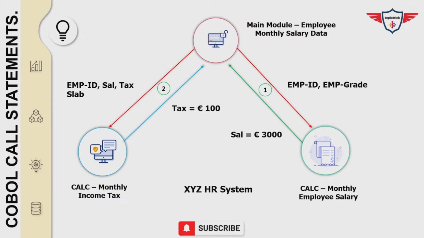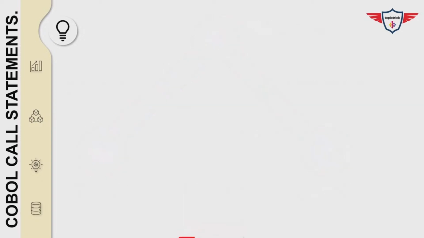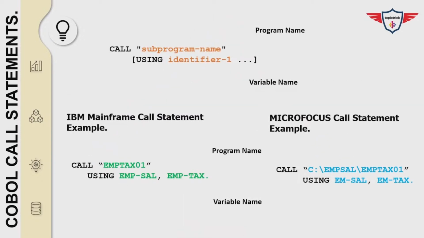Now let's focus on the COBOL CALL statement syntax, because a main program can only call a subprogram with the help of the CALL statement.